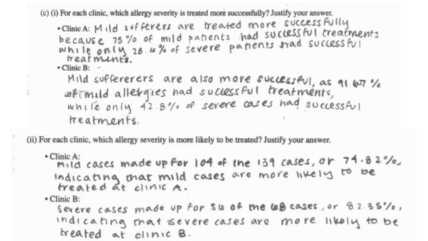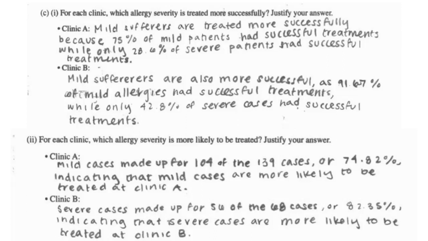All right, here's the first student. Student number 1: Clinic A, mild sufferers are being treated more successfully because 75% of mild patients had successful treatments, while only 28.6% of severe patients had successful treatments. Clinic B, mild sufferers are also more successful as 91.67% of mild allergies had successful treatments, while only 42.8% of severe cases had successful treatments. How do you feel about the first part? They provided that it's mild for both of them, and they have justification for it.